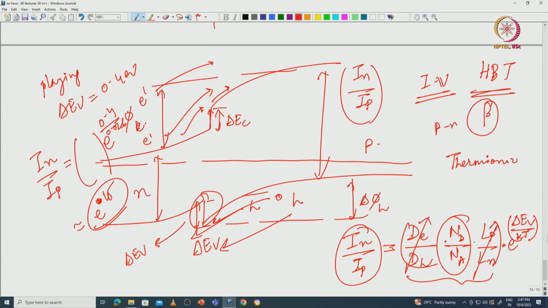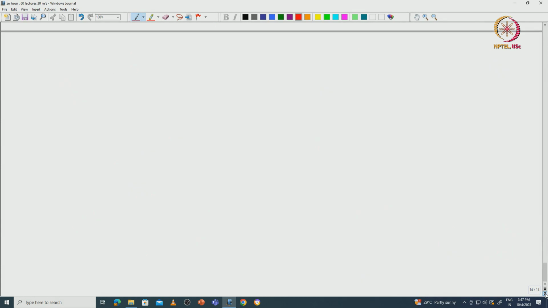Okay, so this is one of the very good things about heterojunction. You can selectively increase or decrease the electron and hole current, which is not possible otherwise in a normal PN junction. Okay, so that is something that we should keep in mind.